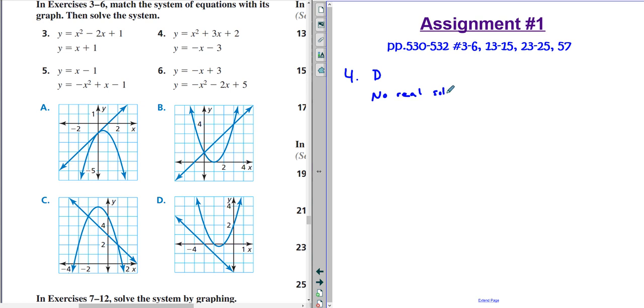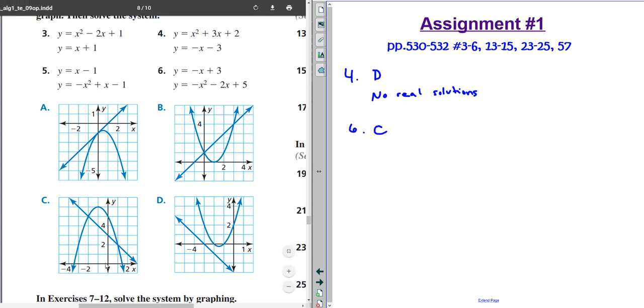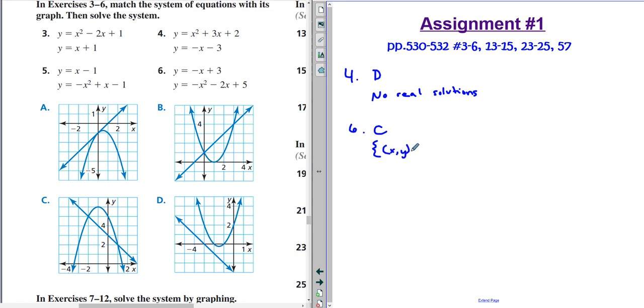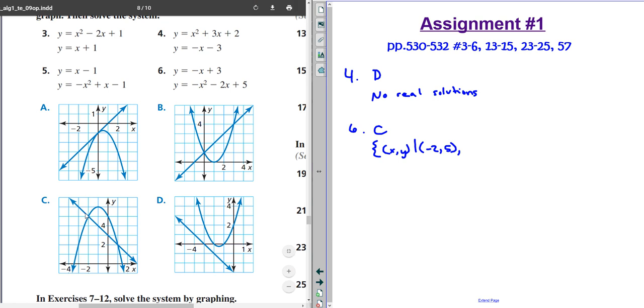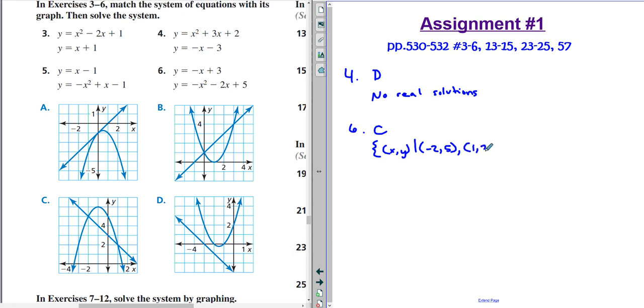All right, you have to do number 5, but number 6, look at the graph with a (0, 3) y-intercept, and that's got to be C. So 6 is C. Looking at the intersections, we've got (-2, 5). So my solutions, the set of x, y, are (-2, 5). That's one of them. And then (1, 2) is the other intersection point. So that's it. That's all you have to do for your other two problems, 3 and 5. All right, moving on to the next set, 13 through 15.